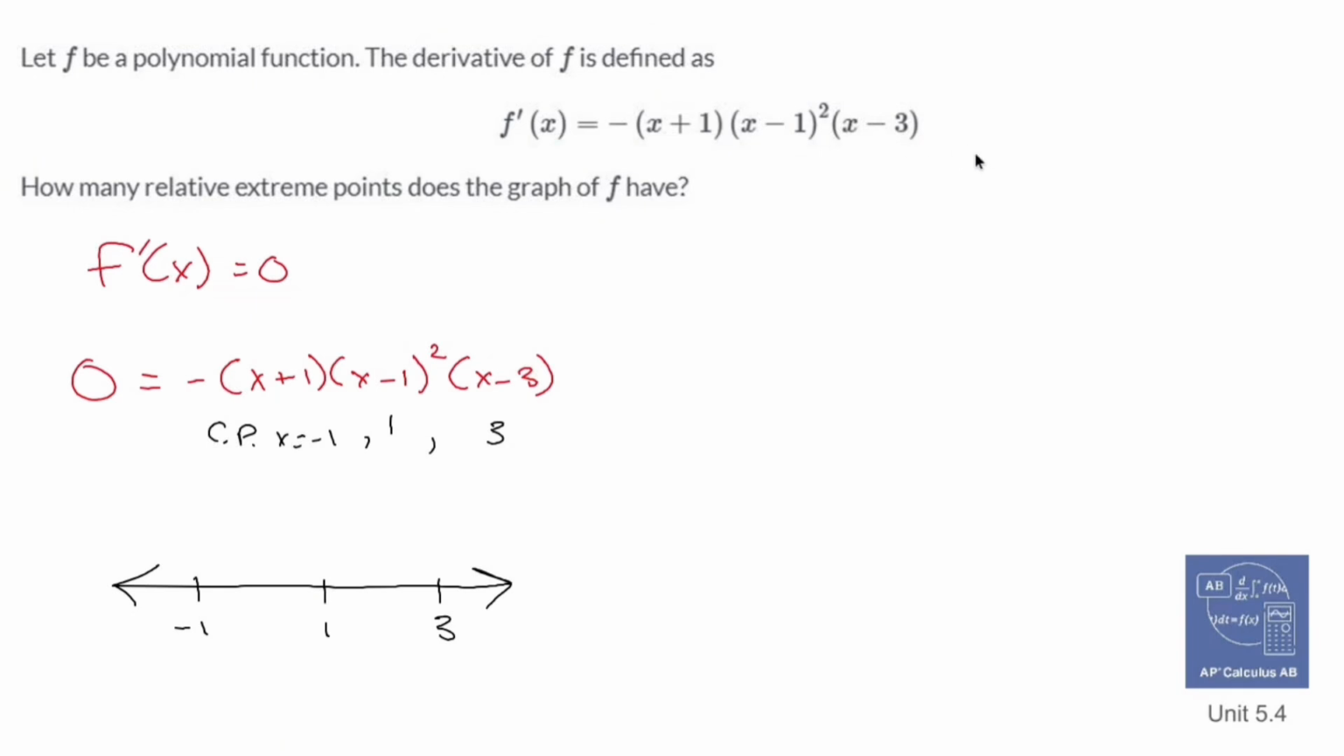It'll either be positive or negative. If I go from increasing to decreasing, it's a max. If I go from decreasing to increasing, it's a min. And if I go from positive to positive or negative to negative, it's a neither. And again, that double multiplicity is screaming my name.